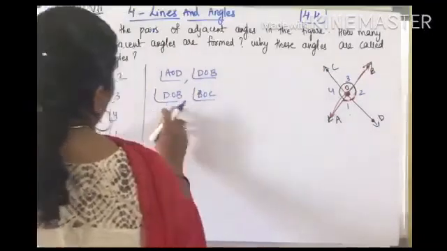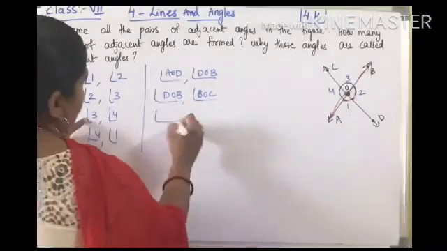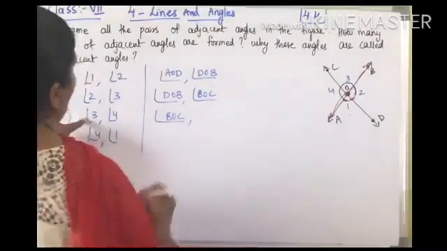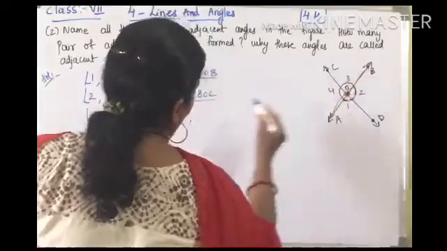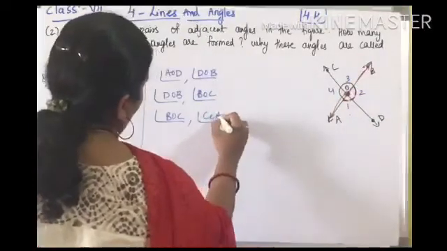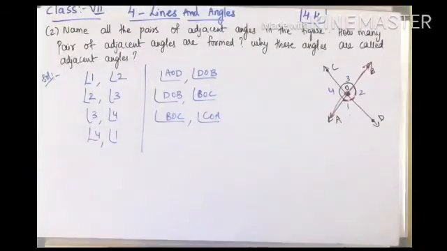Okay. So DOB and BOC form a pair of adjacent angles. Next, what is 3? 3 is nothing but BOC. And what is 4 here? 4 is nothing but COA. So I can say BOC and COA form a pair of adjacent angles.